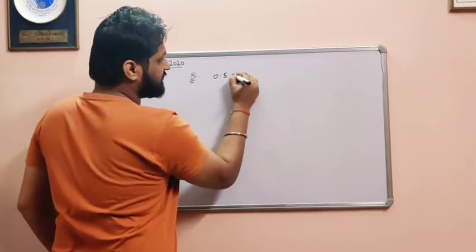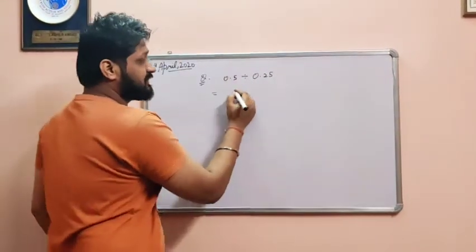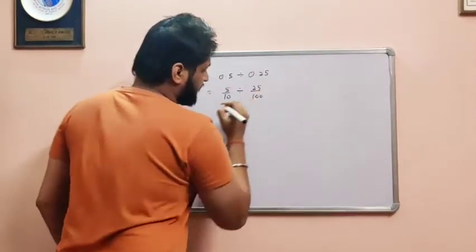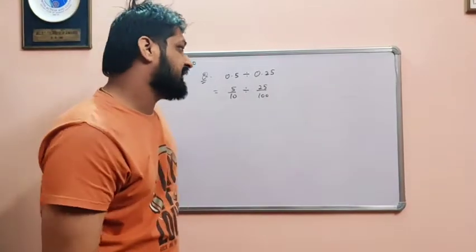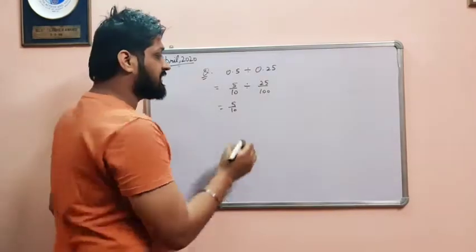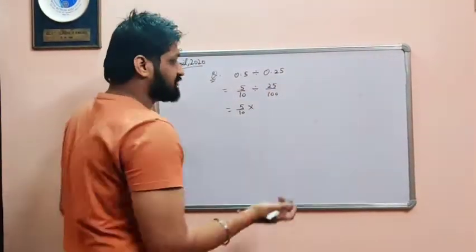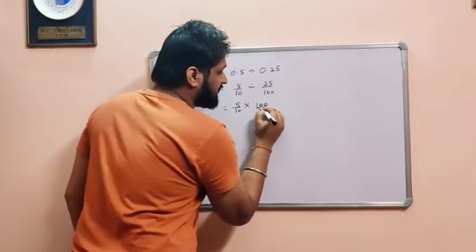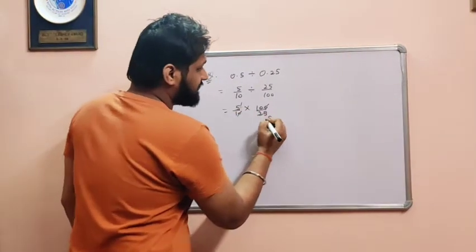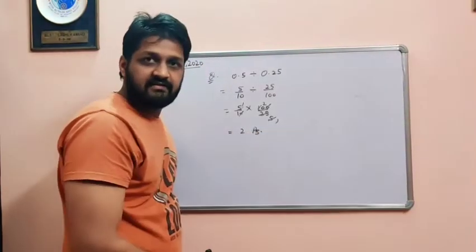0.5 divided by 0.25. Now see this question. 0.5 can be written as 5 by 10 divided by 25 by 100. So this is 5 by 10. This division sign will change into the multiplication sign, and this number will get reversed, or we will write the reciprocal of this number, that is 100 by 25. 10 will cancel here. 5 into 1, 5 into 5. This is 1, this is 2. So the 2 is the answer.